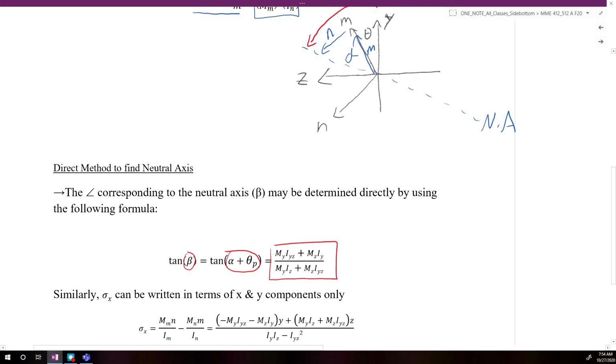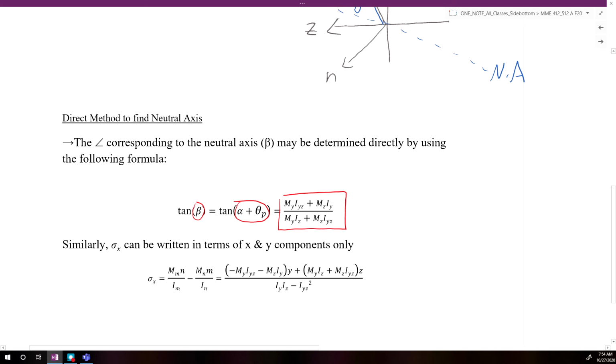In a similar fashion, we can solve directly for the stresses at any point by plugging in the moment about the m-axis, the moment about the n-axis, the moments of inertia about the m and n axes, as well as the coordinates m and n. We can plug those in terms of x, y, and in terms of y and z, and we will get this following equation here. So you can use either method to solve for the stresses or for the location of the neutral axes. It's whatever is easiest for you to calculate or to use for the given problem.